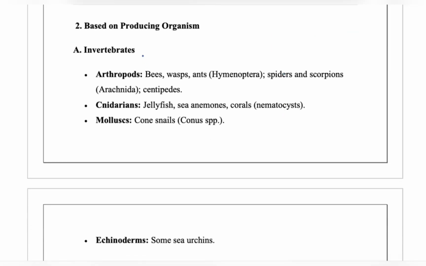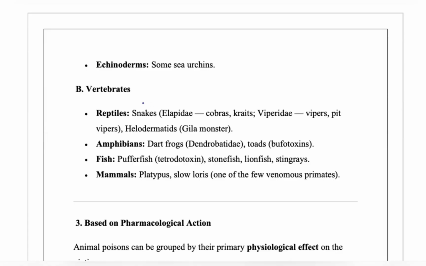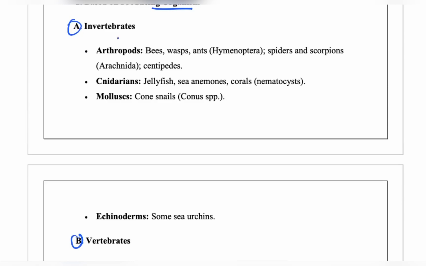Second is the category that is based on the producing organism, right? So first is the invertebrates, because different classifications are already there. So according to that, invertebrates or vertebrates. So if we see invertebrates, we have arthropods, cnidarians, mollusks, and echinoderms. So these are the particular invertebrates that produce some kind of poison, right? So there are bees, wasps, and ants, so Hymenoptera, then spiders, scorpions in Arachnida, and centipedes. They all produce some kind of poison.